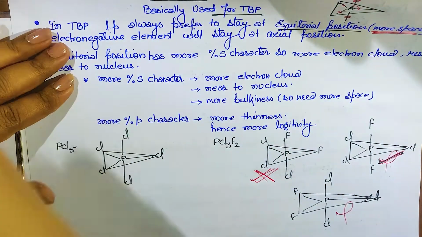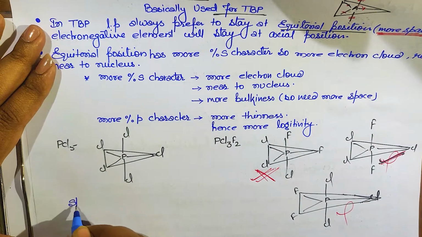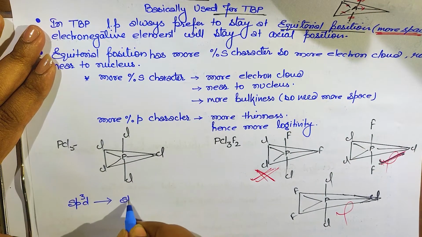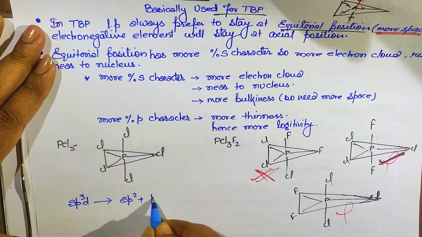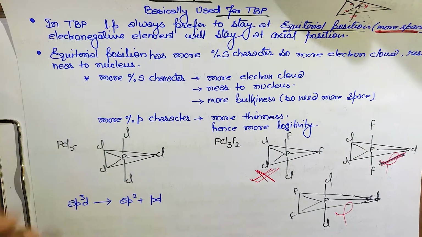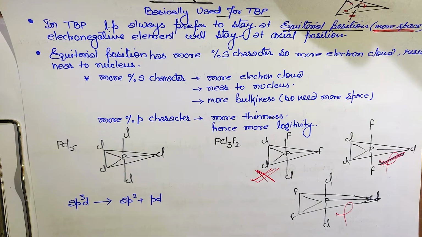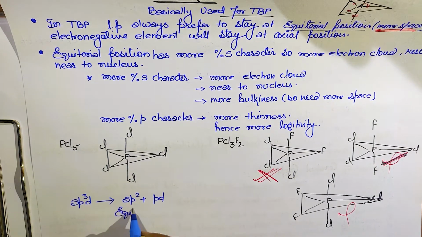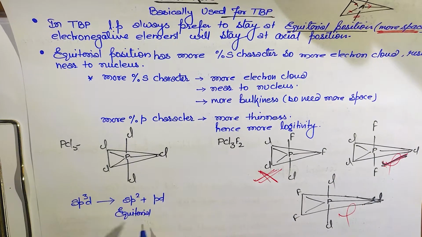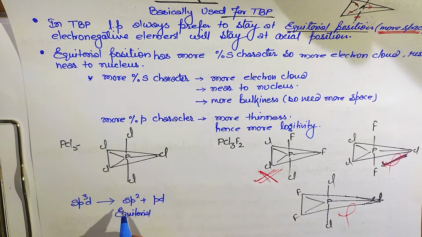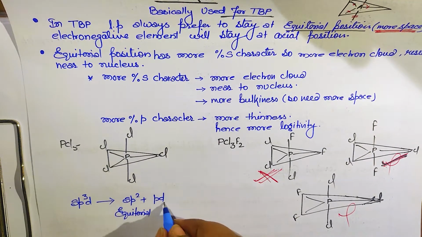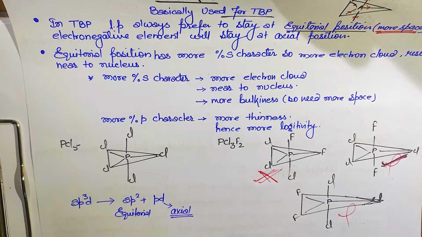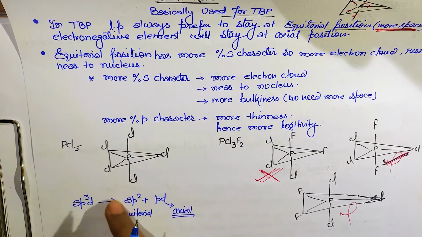Can we assume that sp3d is there? Can I say it is sp2 and pd? Any problem in this? We can write. So ये जो sp2 होता है, that will exist as an equatorial. Here some S character is there. Here no S character, so this will always exist on axial position. Got it? How much S character over here?